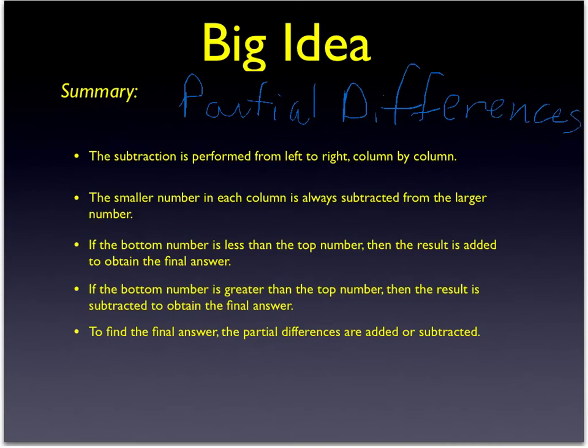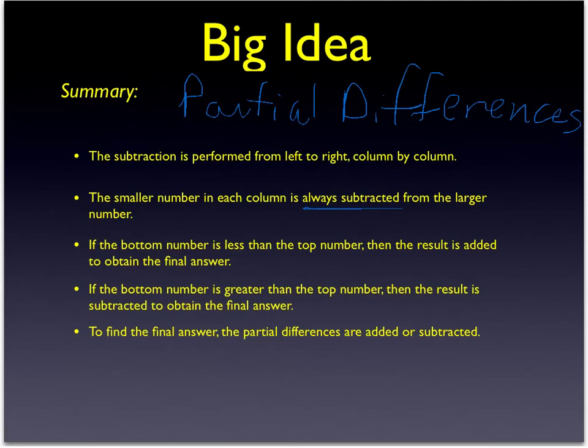The subtraction is performed from left to right, column by column. So we move from the largest place value to the smallest place value. The smaller number in each column is always subtracted from the larger number. So that's key. Always subtracted.